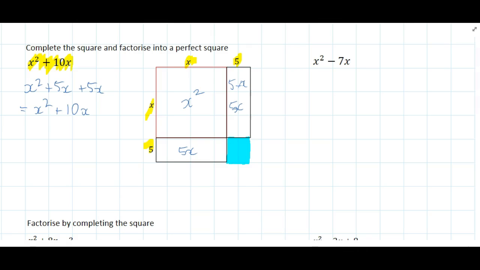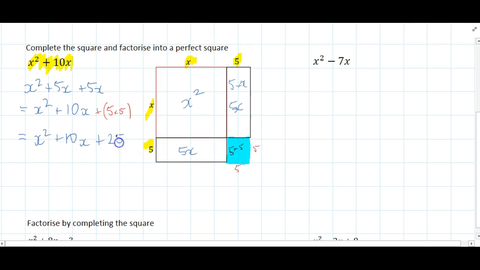So what we're actually doing to complete the square here is we work out what the area is in this little bit. The area is length times width. That's got to be 5, and that's got to be 5. So it's 5 times 5, or 5 squared. So the completed square version of this will be x squared plus 10x plus 25.